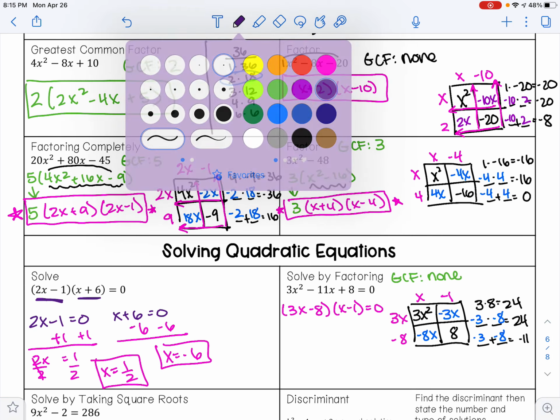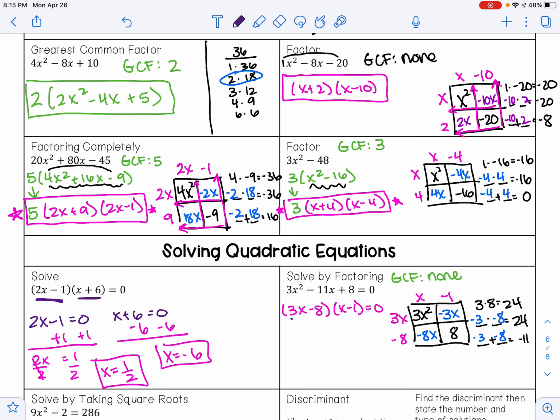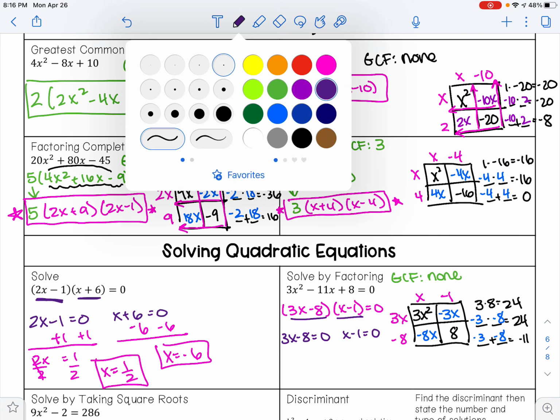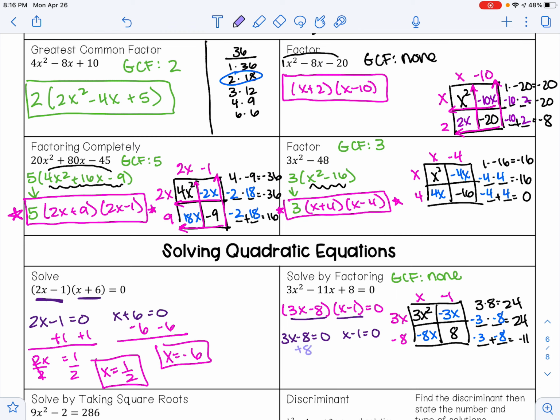From here, I can use the principle of zero products because I have two factors being multiplied together that equal 0. So I can set each factor equal to 0 and solve. To undo subtraction, I'll do addition and get 3x equals 8. To undo multiplication, I'll do division and get x equals 8/3. To undo subtraction, I'll do addition and get x is equal to 1.